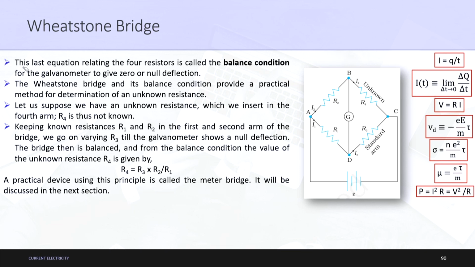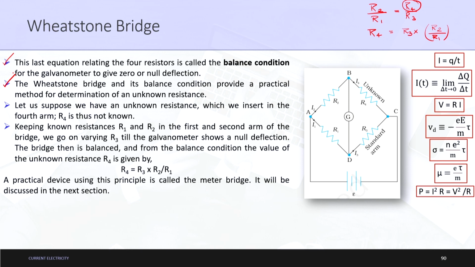Next is that the Wheatstone bridge and its balance condition provides a practical method for determination of an unknown resistance. So, the equation for balance condition is R2 by R1 is equal to R4 by R3. Let us suppose that R4 is unknown. How can we find out the value of R4? R4 is nothing but R3 multiplied by R2 by R1.